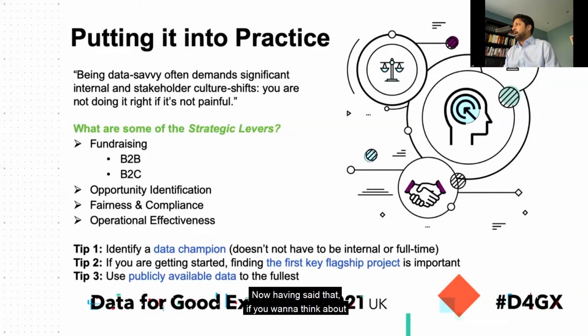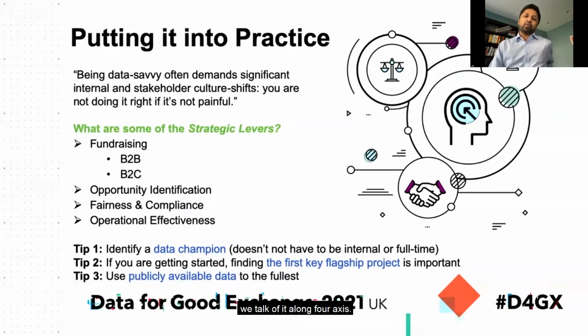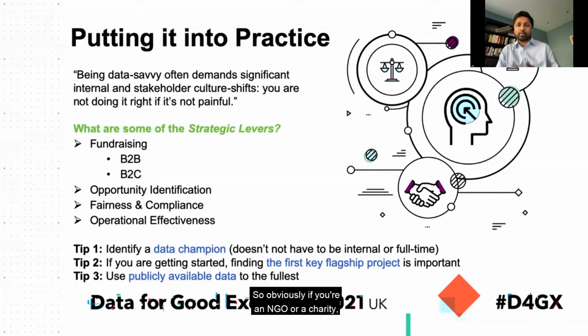Now, having said that, if you want to think about some of the major areas where you have strategic leverage, or you want to use these as a way of thinking about how to achieve more with less, we thought of it along 4 axes. One is fundraising. So obviously, if you're an NGO or a charity, pretty much any organization, you spend quite a bit of time fundraising. It's important to have the money to be able to achieve what you need. And fundraising usually takes 2 forms in a charity. It's the business-to-business version, or it's a B2C version.